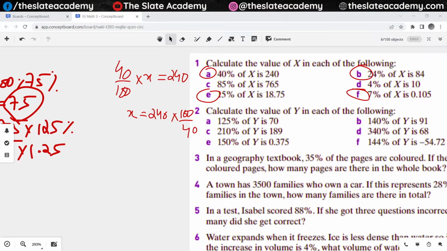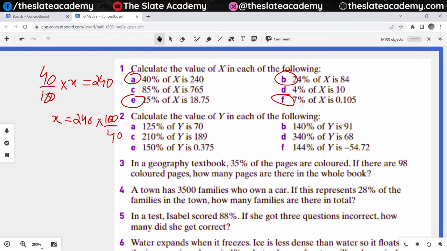Any confusion in this step, Ms. Noor? Do you understand this step or do you not understand this step? So when we are switching sides, the fraction reverses. What was dividing over here gets multiplied to the other side, and what was multiplying over here gets divided to the other side.